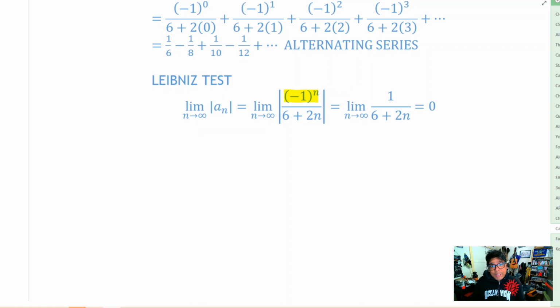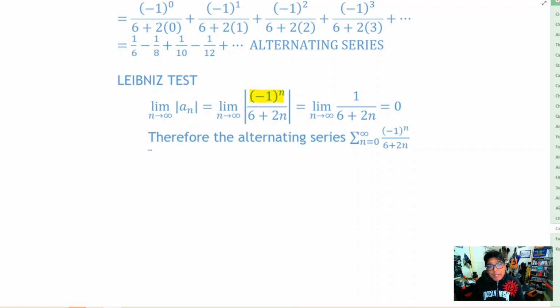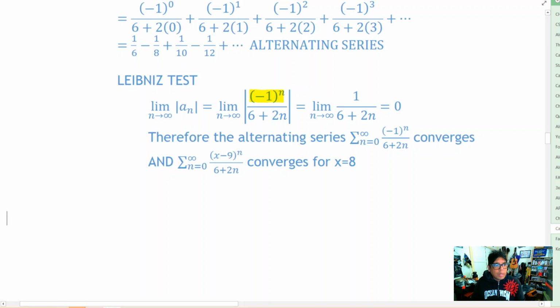And for the Leibniz test, this means that the alternating series of (-1)^n over 6 plus 2n converges. Now be careful, because the Leibniz test looks a lot like the nth term test, and it's easy to confuse the two. Make sure you know which test you're doing. Furthermore, we know that our series that we started off with is going to converge when x equals 8. So we've tested our first endpoint, x equals 8.